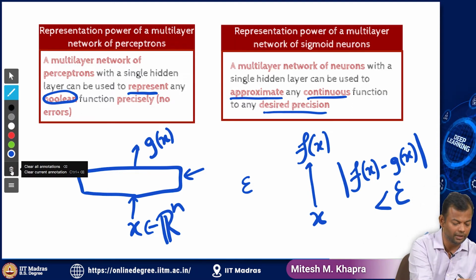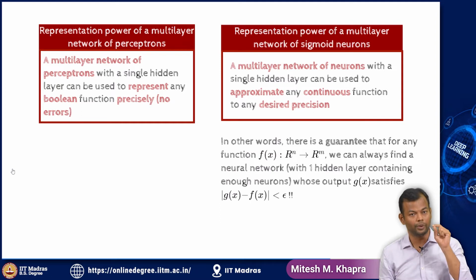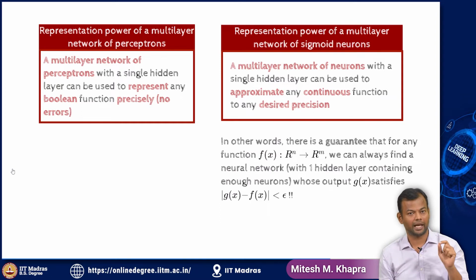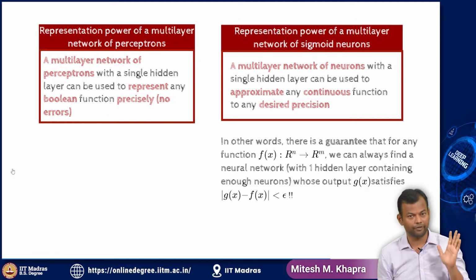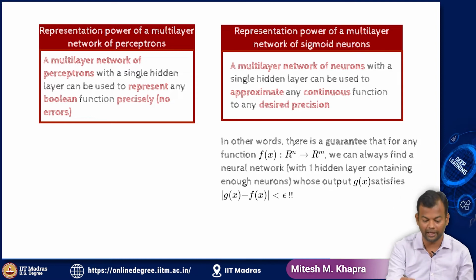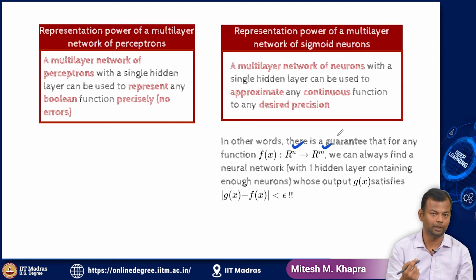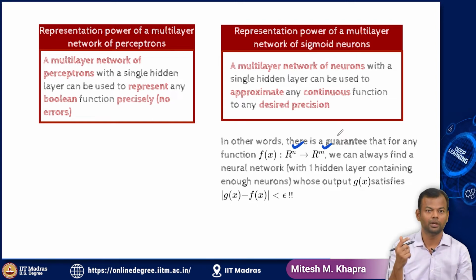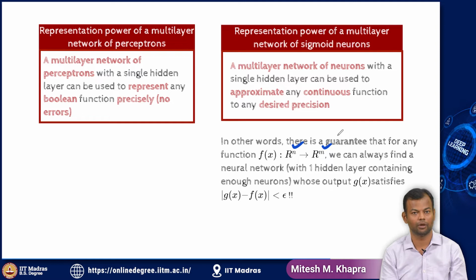Okay, so now let me just delete this and put it on the slides. I'm just going to read it out as it is. In other words, there's a guarantee that for any function f of x, that's what I was showing, which takes an n variable input and produces an m variable output. In my example, m was just 1, right? I was just producing a single dimensional output.